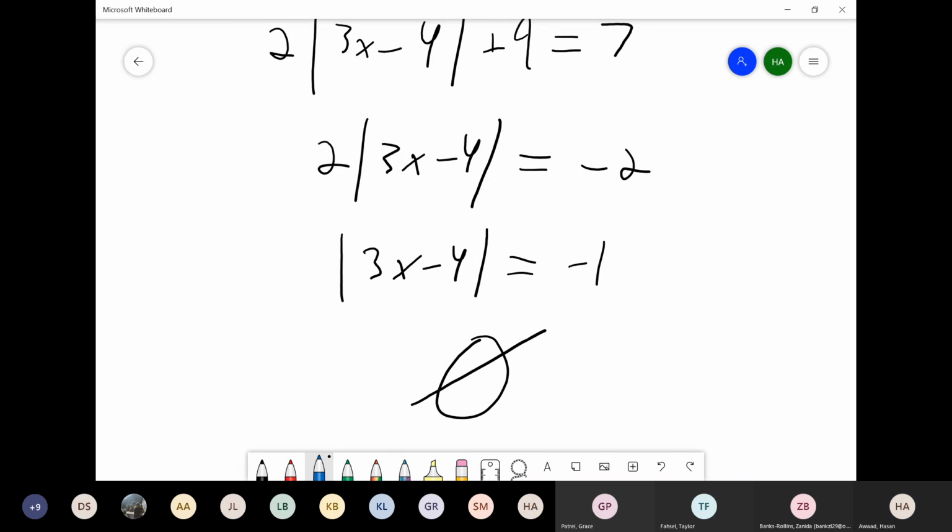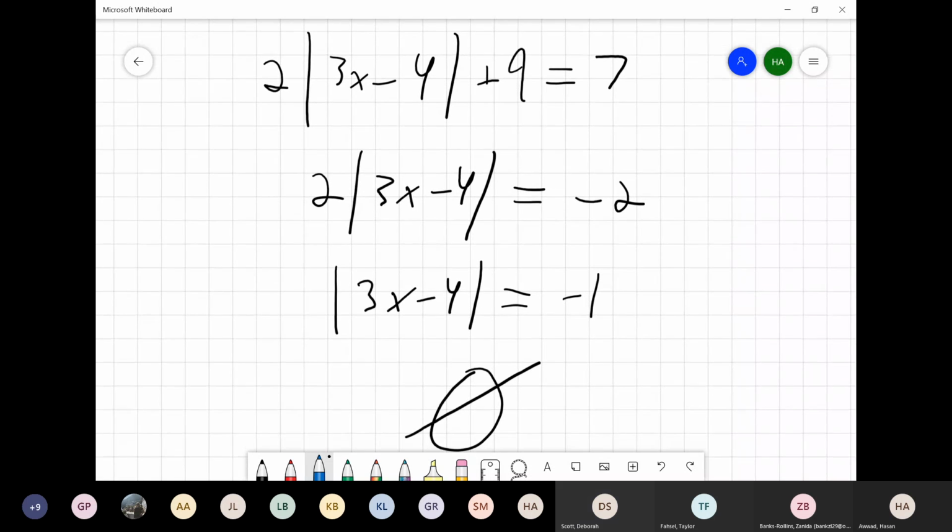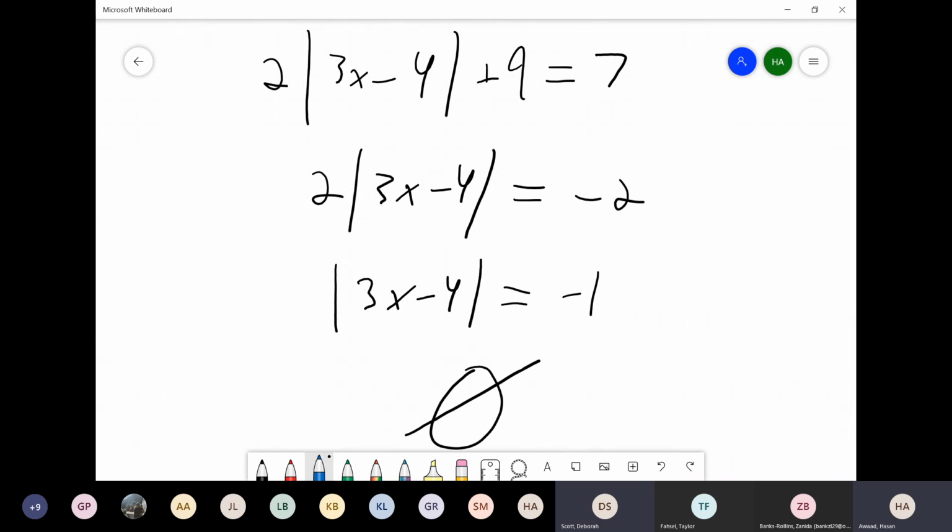Yes, Deborah. I'm just asking, if you were to do the cases, aren't you supposed to plug in the x values in the original thing, the absolute value of 3x minus 4 plus 9 equals 7? You're talking about plugging your cases into here? Yeah, because that's what we did in the lecture.